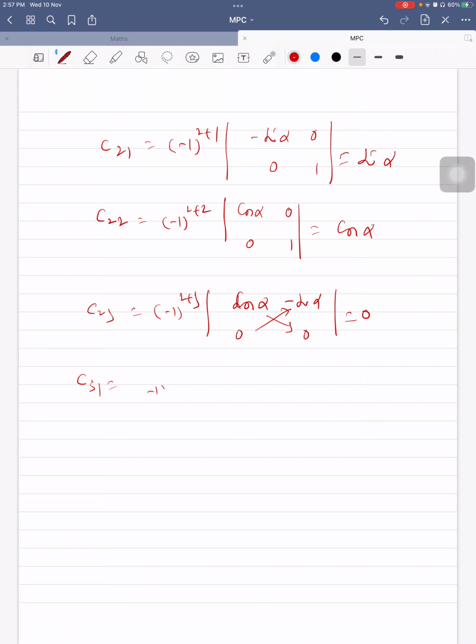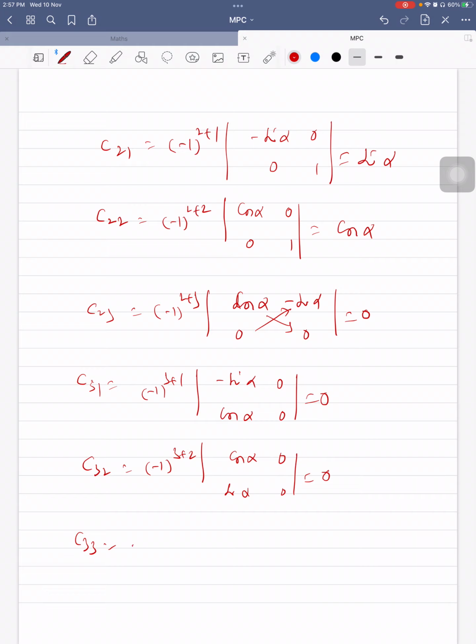C31 is minus 1 power 3 plus 1 times the determinant of [minus sin alpha, 0; cos alpha, 0], which becomes 0. C32 is minus 1 power 3 plus 2 times the determinant of [cos alpha, 0; sin alpha, 0], which becomes 0. C33 is minus 1 power 3 plus 3 times the determinant of [cos alpha, minus sin alpha; sin alpha, cos alpha]. This is cos square alpha plus sin square alpha, which is 1.